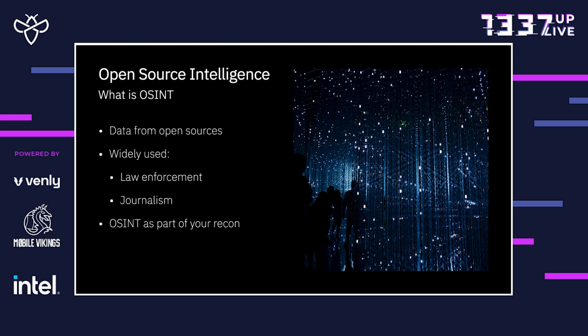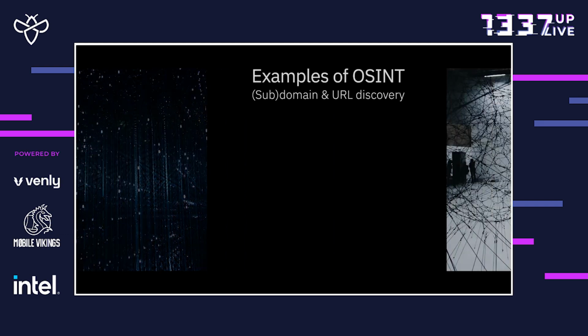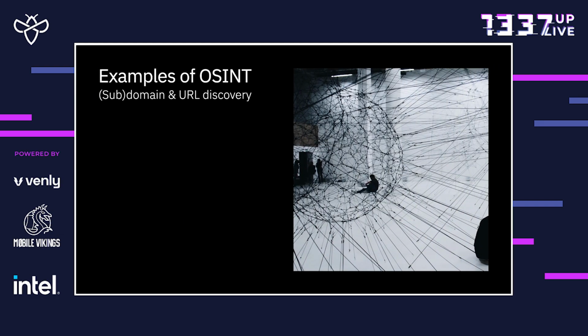So, how can you use OSINT for bug bounty? And what OSINT tools are available for recon automation? A few examples of OSINT. As told in the previous slide, there is a big chance that the recon you are doing on domains and subdomains is highly dependent on OSINT. To give you an example on this, let's have a look at the website crt.sh.